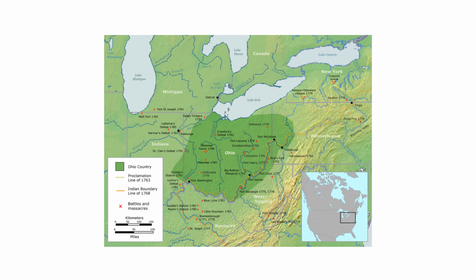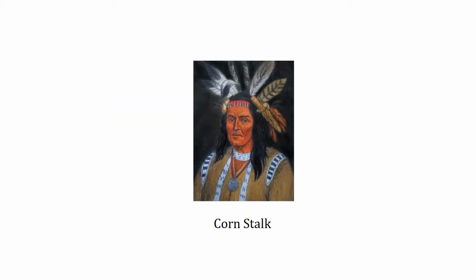There was one individual in particular, a very prominent, a very influential Shawnee leader named Cornstalk. He was in his late 50s at this time.